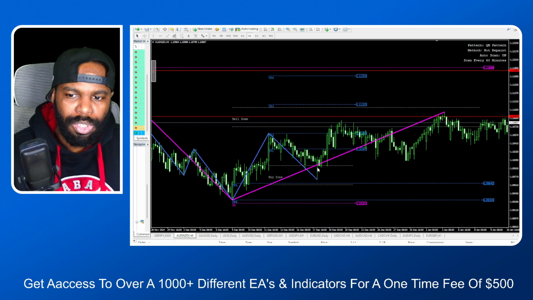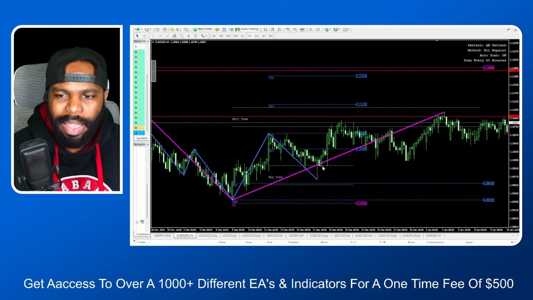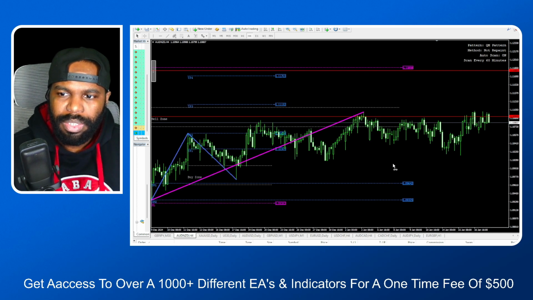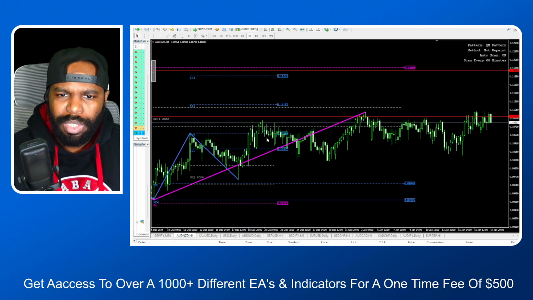You could have got in once you saw this candle, like a long wick right here, and it closes like this. You could have got in somewhere in this area right here. You could have got in for a buy in this area right here. So you could have caught this to TP1 or 2. You could have caught that to TP1 and TP2.